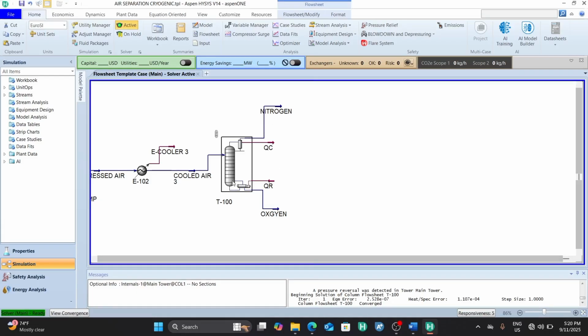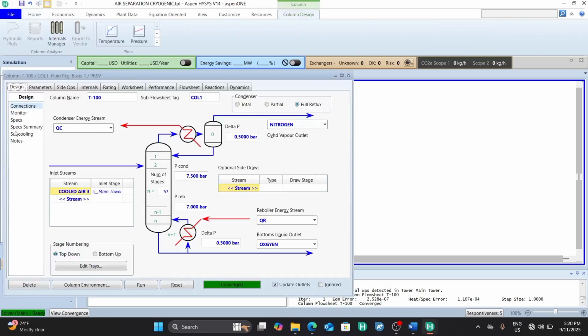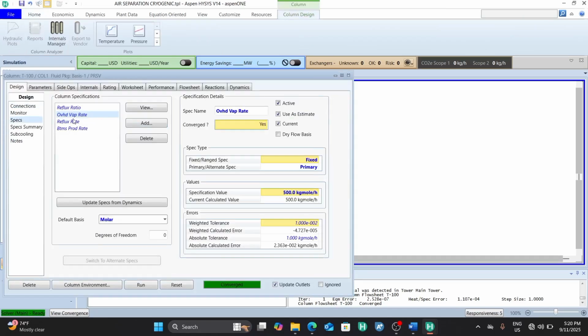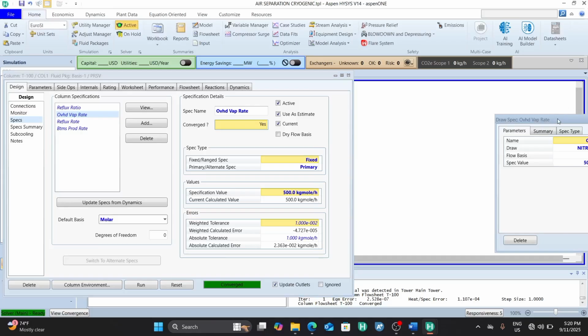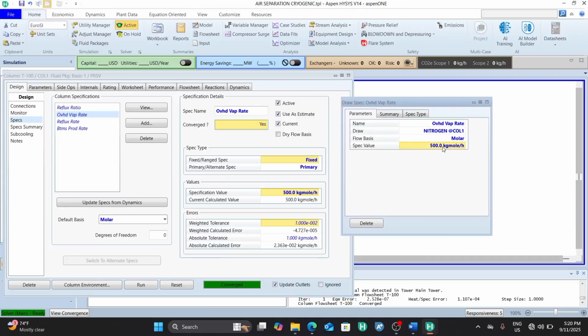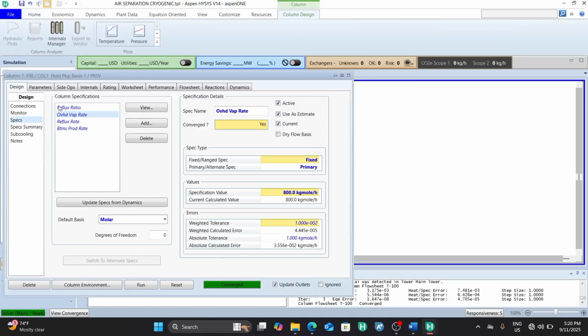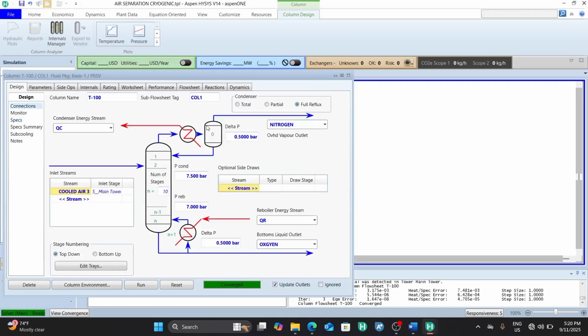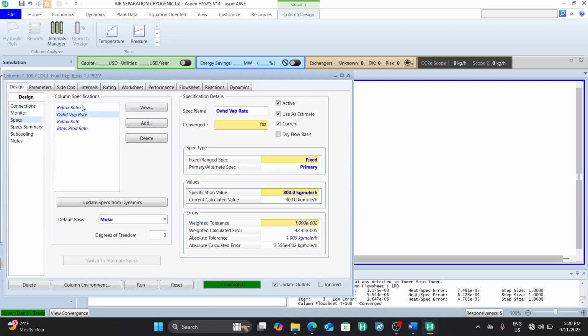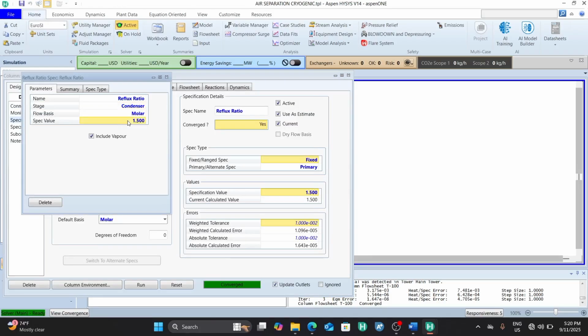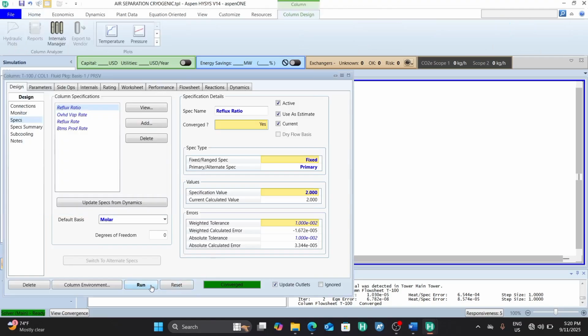So let's just put this back in order. Put this back on 700 or 800 rather. It gives us a yield of around 99%. So let's look at the reflux ratio. Let's put this on 2 and see if our system converges, which it does.